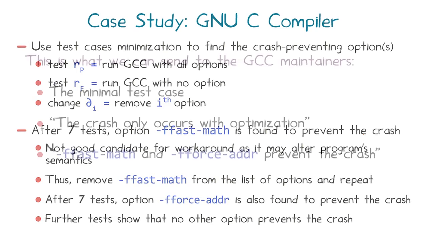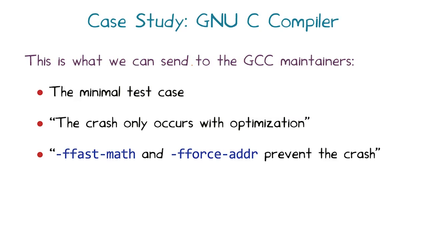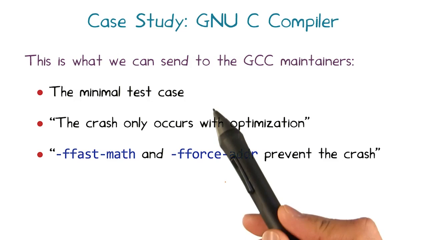So this is what we can send to the GCC maintainers: the minimal test case that we found, the fact that the crash occurs only with optimization, and the fact that optimization options -f-fast-math and -f-force-addr prevent the crash. While we as GCC users cannot identify a place in the GCC code that causes the problem, we have identified as many failure circumstances as we can.